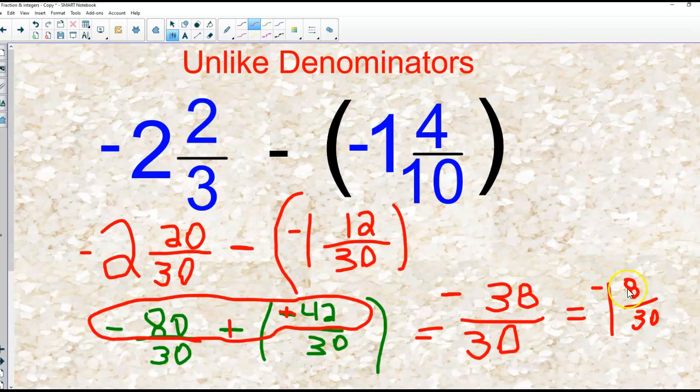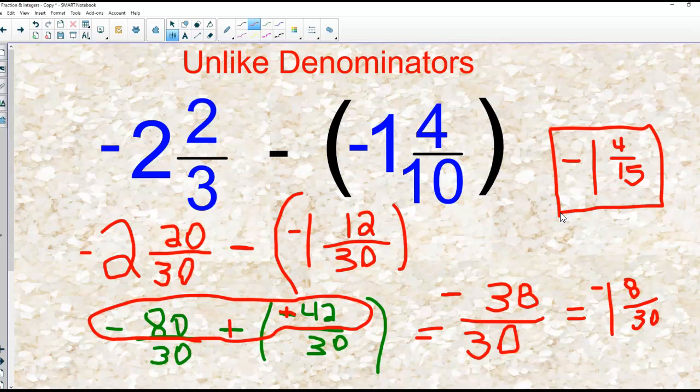And I need to reduce this. I can divide both of these by 2, right? I'm going to put my answer above here. I'm sort of out of room. So I have 1, and if I divide by 2, I get 4/15. And I bring the negative sign with me. So negative 1 4/15 should be your final answer here.